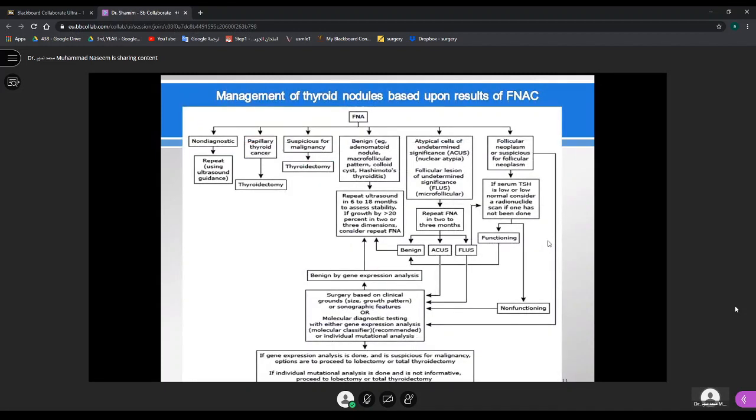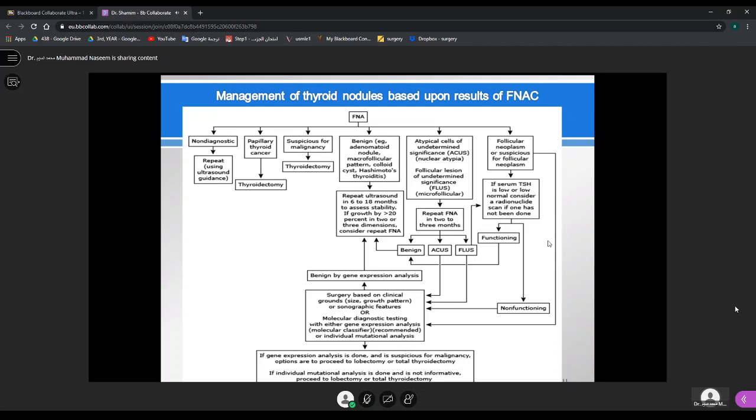Now the management guideline depending on the results of FNAC. If FNAC is non-diagnostic, you should repeat FNAC using ultrasound guidance. If it shows papillary thyroid cancer, go straight away to thyroidectomy. If it is suspicious for malignancy, again thyroidectomy is the choice. If FNAC is showing a benign result, then we have to repeat ultrasound in 6 to 18 months to assess the stability. And if the growth is more than 20% in 2 or 3 dimensions, then we should repeat FNAC.